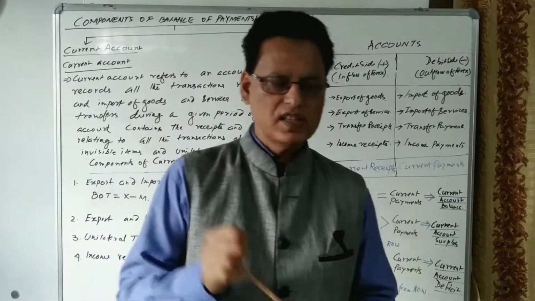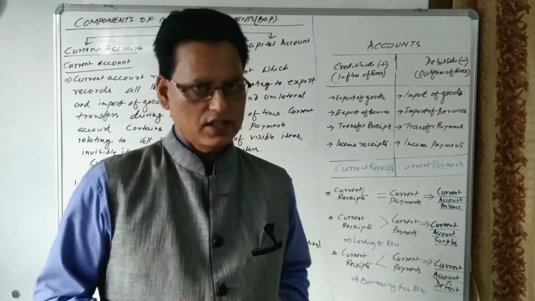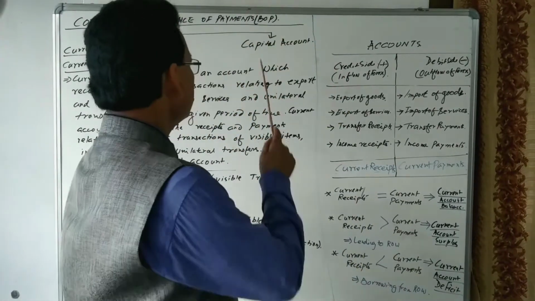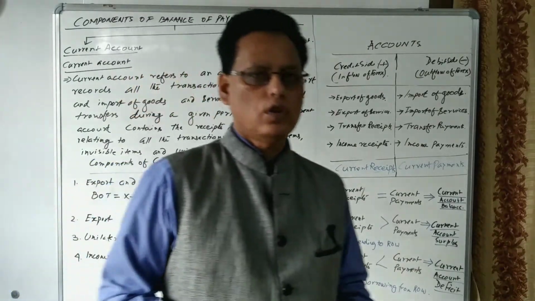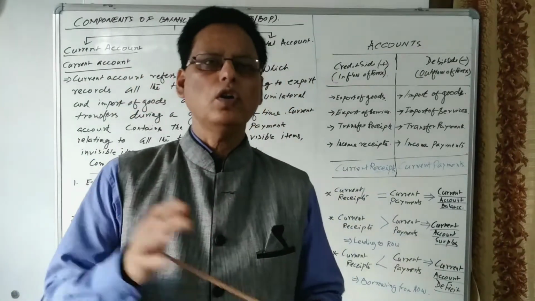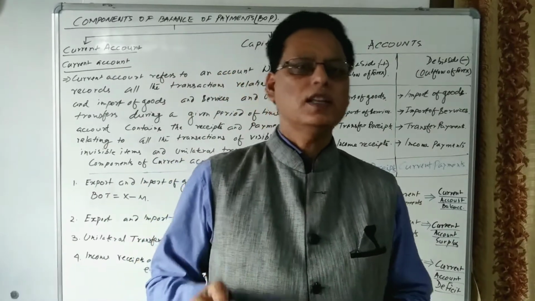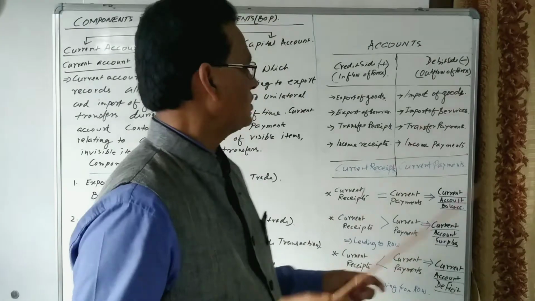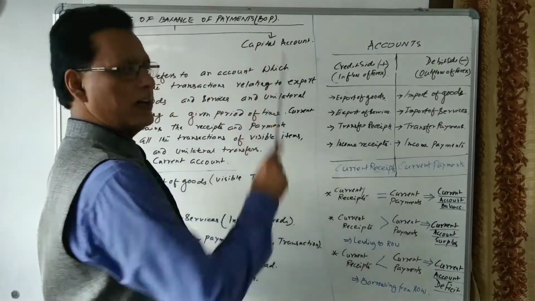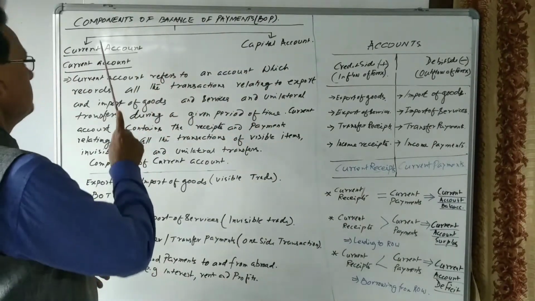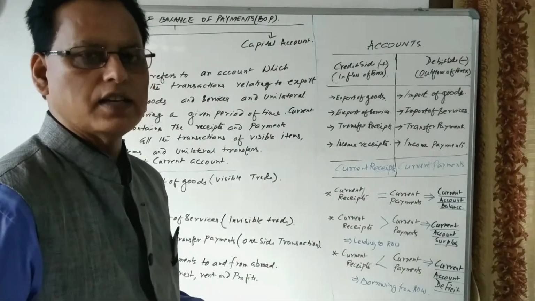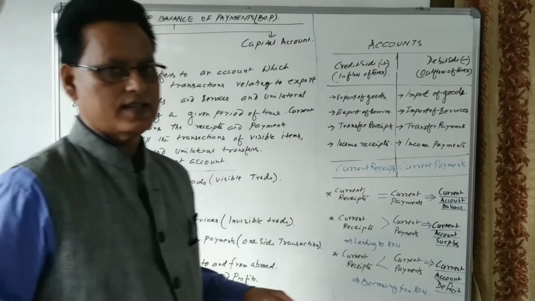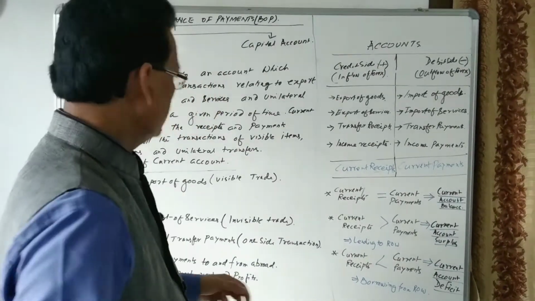Current account, you know, records all economic transactions related to export and import of goods, export and import of services, and unilaterals during a given period of time. Whereas, let us see, capital account records all international transactions of assets. So international transactions of assets are recorded into the capital account, whereas import, export, goods, services, and unilaterals are recorded into the current account. Today we will discuss in detail the current account.